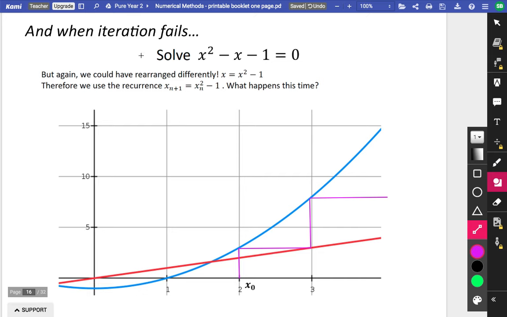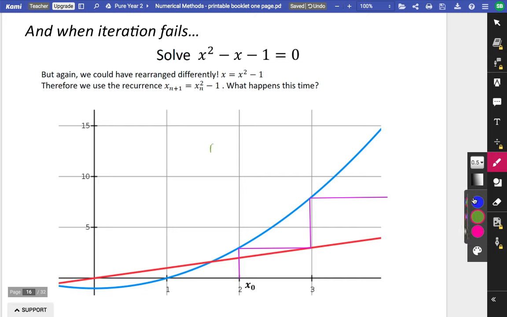So this is an example of a staircase diagram that fails because, we should just say that the iteration diverges. Let me get my proper colour here. So we should say here, the iteration diverges. And you get that sense of these staircase diagrams getting further and further away from each other.